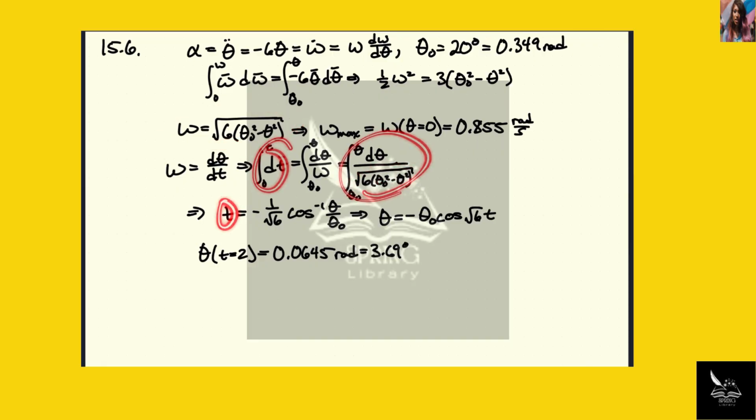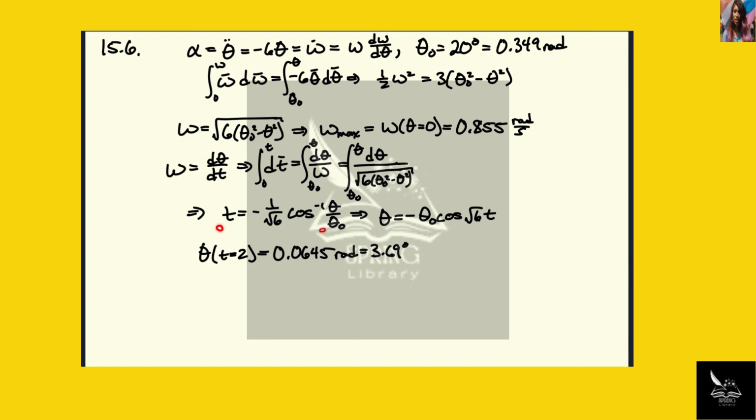This integral here is a nightmare unless you have a computer, or just remember, look it up, how you integrate a square root of this kind of integral. And it turns out that that side is -1 over square root of 6 times the inverse cosine of theta over theta naught.